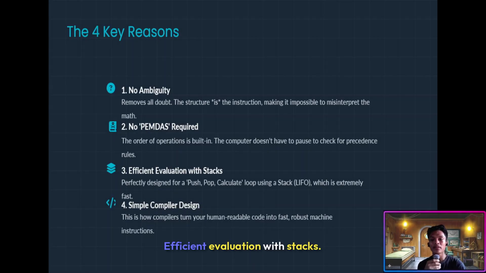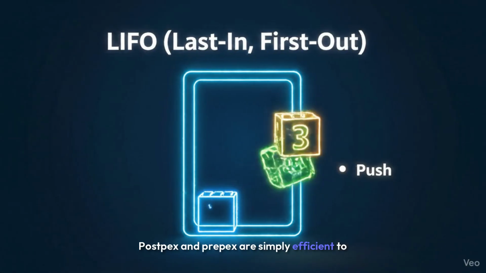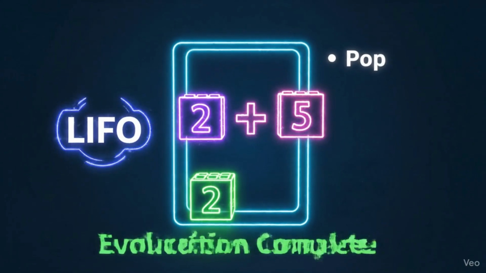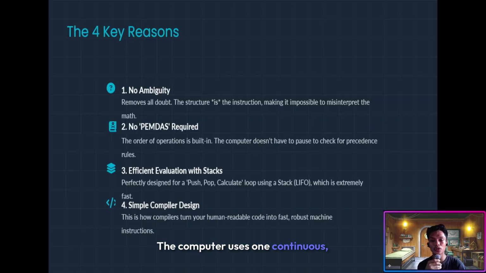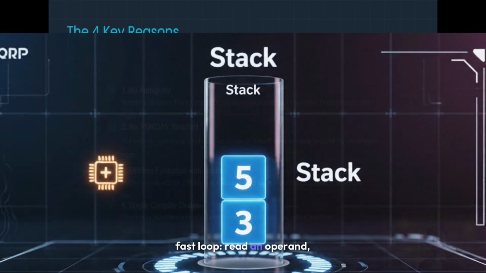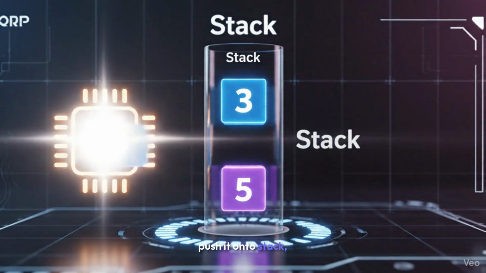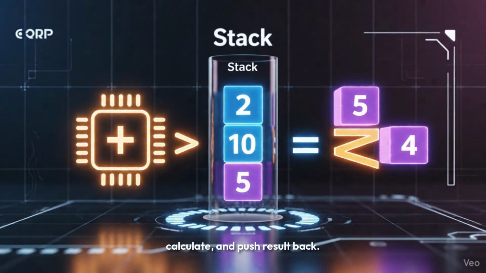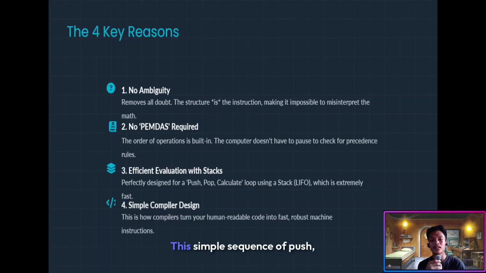Number 3, efficient evaluation with stacks. This leads us to efficiency gains. Postfix and prefix are extremely efficient to evaluate using a simple data structure called a stack. The computer uses one continuous pass loop. Read an operand, push it onto the stack. Read an operator, pop the 2 items at the top, calculate, and push the result back. This simple sequence of push, pop, and calculate is the single fastest way a computer can solve an expression.